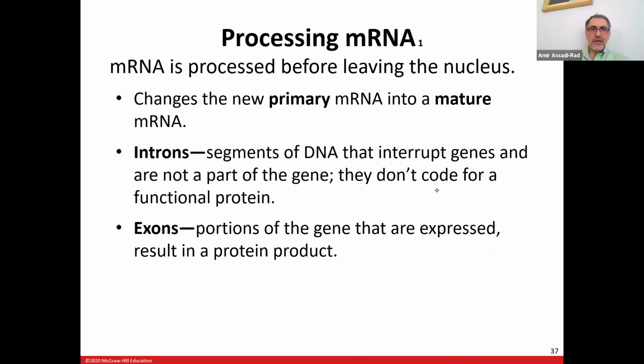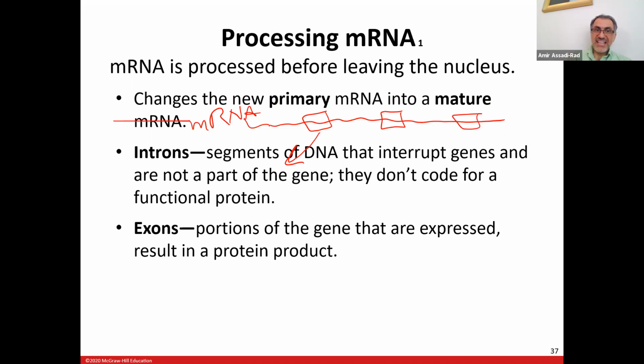So here they're talking about what happens when a piece of mRNA is synthesized. Segments of DNA that interrupt genes and are not part of the gene, they do not code for functional proteins. These are called introns, right here. And then the ones that are going to get translated go to the cytoplasm.